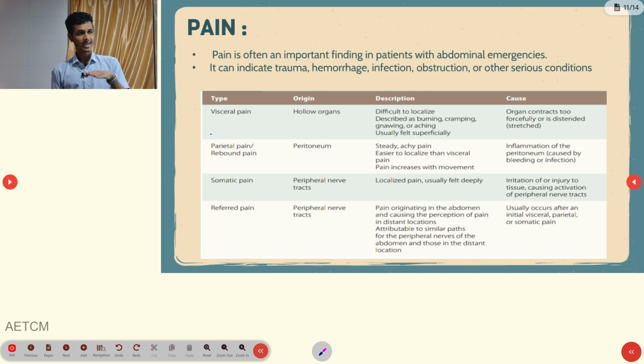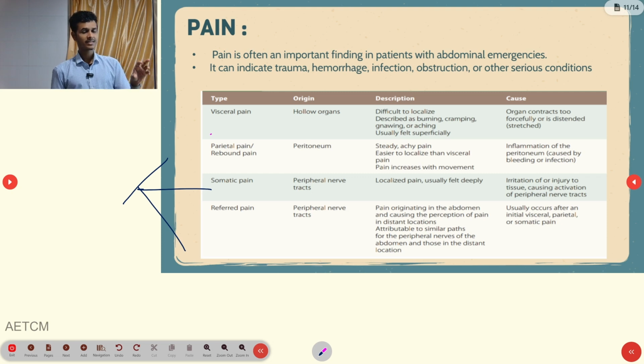Coming to parietal pain, it majorly occurs because of peritonitis, inflammation of the peritoneum. The nature of the pain will be steady. There won't be any elevation or decrease in pain; it will be constant. And it is an achy pain. Compared with visceral pain, with parietal pain the person can easily localize where exactly they have pain. The intensity of the pain will increase with movement.